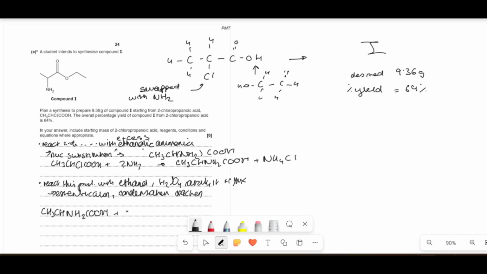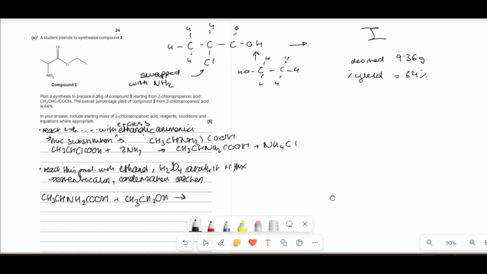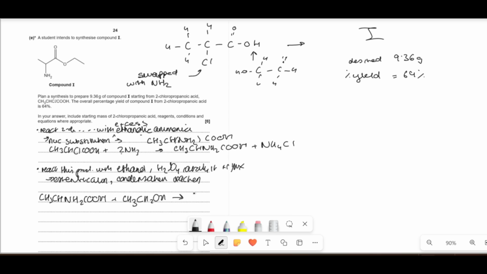So when we do that, we end up going from CH3CHNH2COOH plus CH3CH2OH gives you compound I, which is what we want. So that's going to be CH3CHNH2COOCH2CH3 plus H2O shot out. There you go. So that's how you need to do it. You need to look at the groups and think of what's happening, compare them side by side.